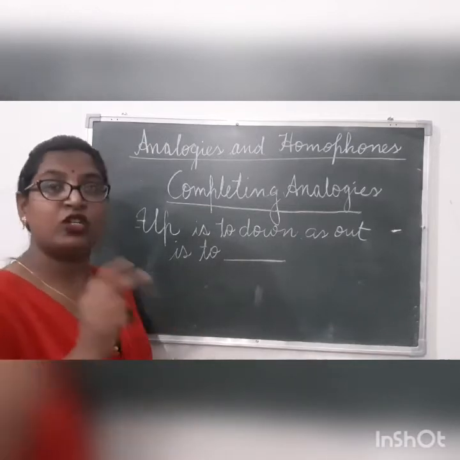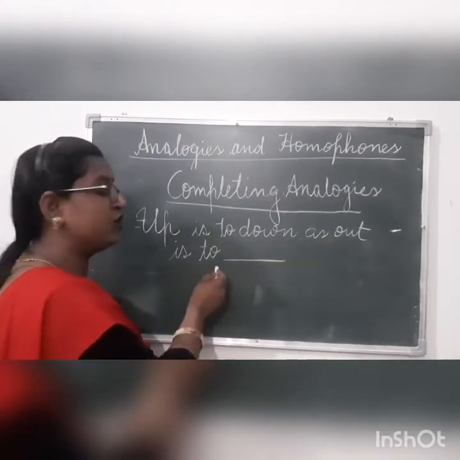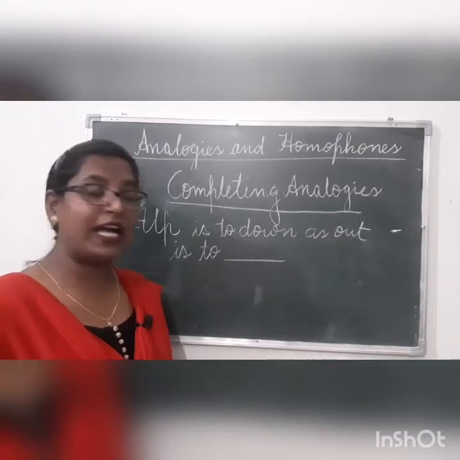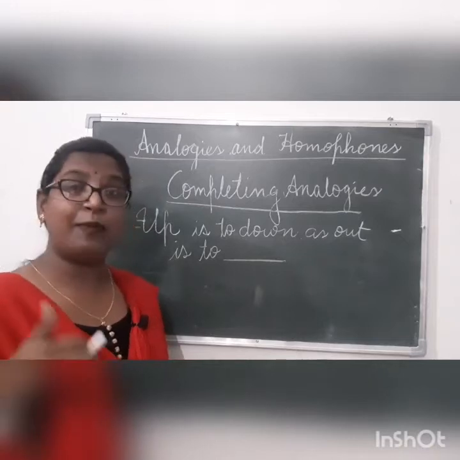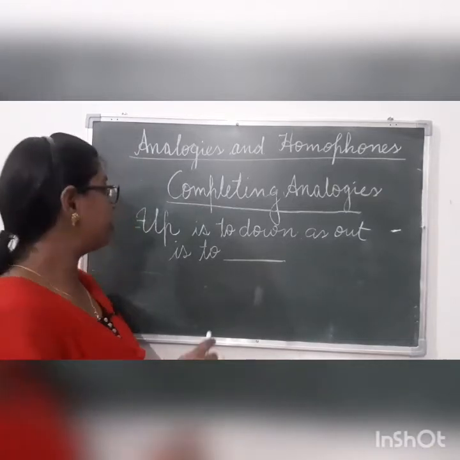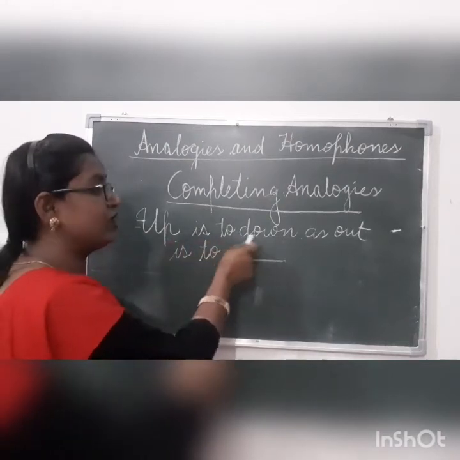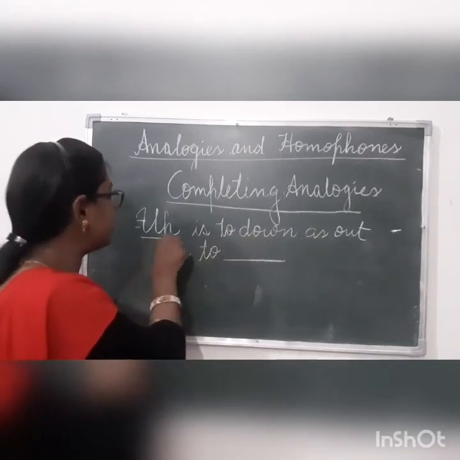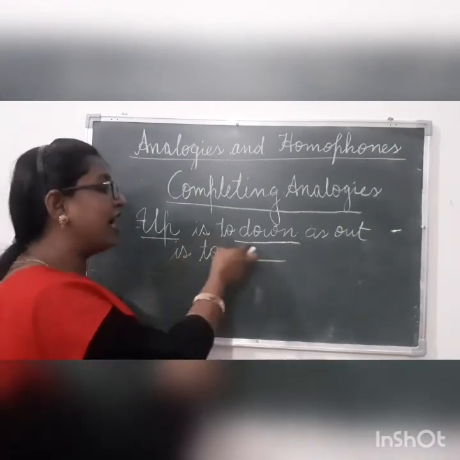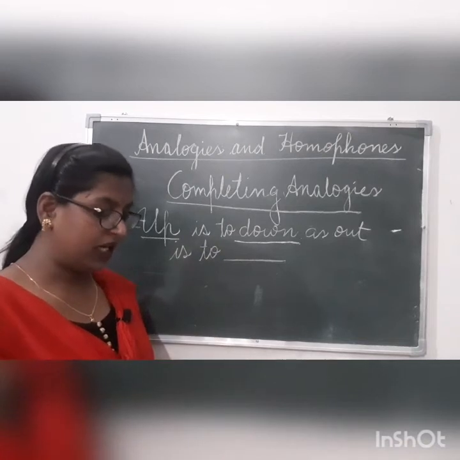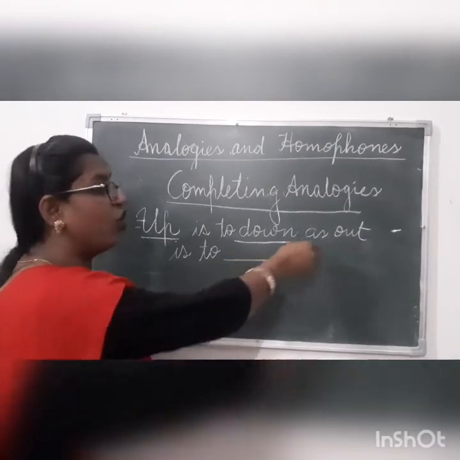And here we can see two pairs. Up is to down is the first pair. Out is to dash is the second pair. Now we have to complete the second pair. How will we complete it? The way is, look at the complete pair first of all. What is the complete pair? The complete pair is up is to down. Here in this pair we can see these two words, up and down, and both are opposites. The missing word should be the opposite of out.